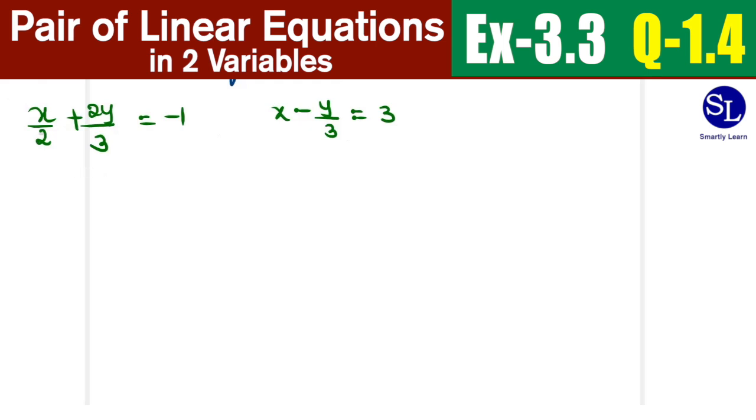In order to do that, I have to remove the fractions first. So let's do a cross multiplication by taking LCM. So 3 into x plus this cross multiplication gets you 4y by 6 is equal to minus 1. So this is 3x plus 4y is equal to minus 6.